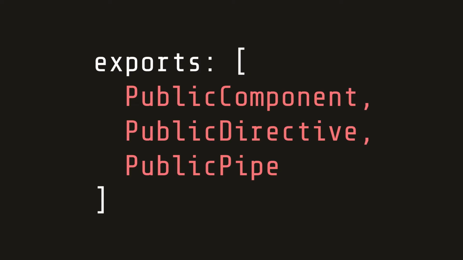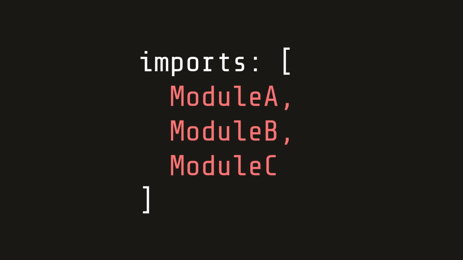Components will be private by default and become public if you add them to exports. Other modules gain access to exported components by importing that module in their own metadata. So just to recap, declarations, imports, and exports define the relationship between components and how they're shared between different NgModules.